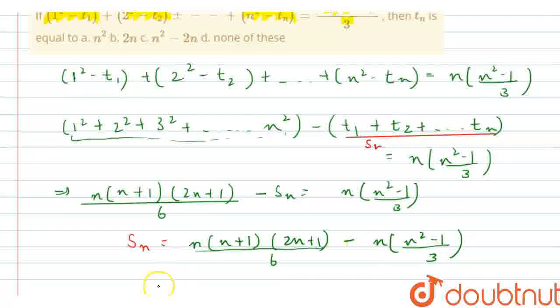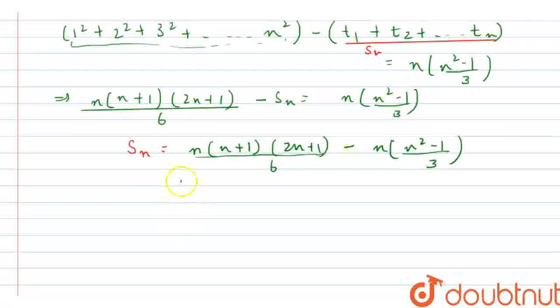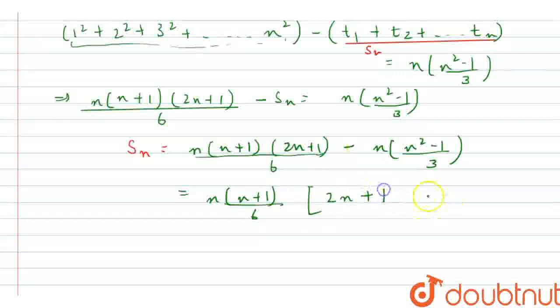Okay, now we will rearrange it again. I will take n into n plus 1 upon 6 common. So what we are left with inside is 2n plus 1 minus 2 into n minus 1. Okay, so it will be like this here. Now I will further solve it. So this is equal to Sn, correct?